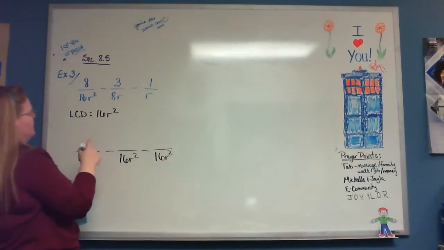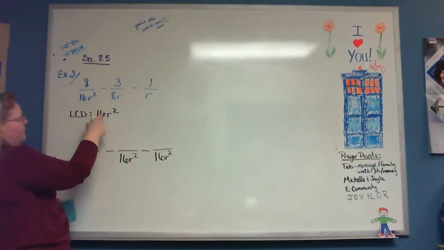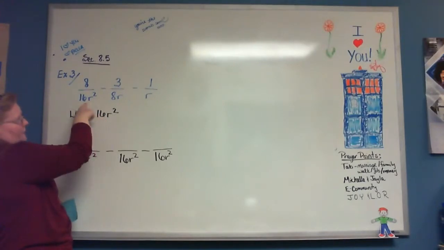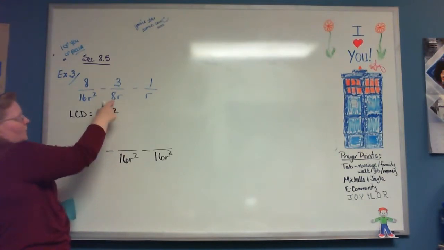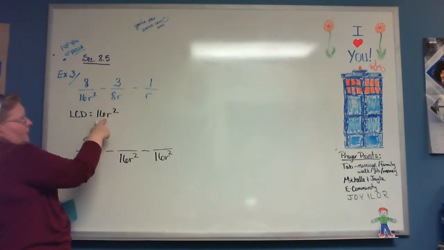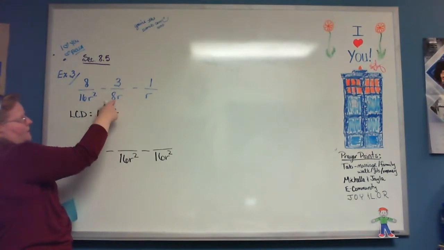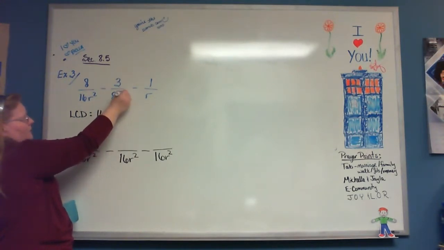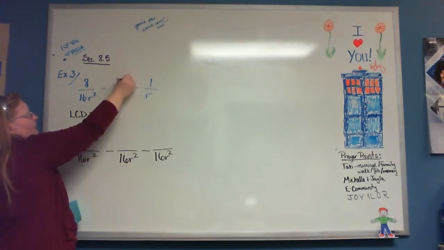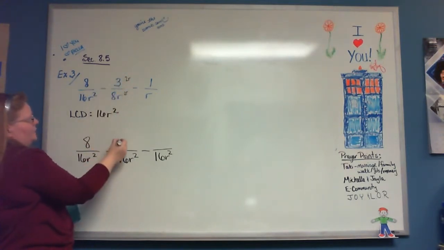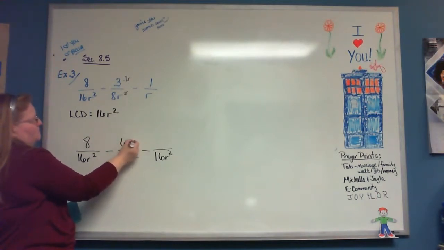So the question is, what's keeping this from looking like that? And the answer is nothing. So that means I don't need to multiply the top times anything. It's fine. Here, what's keeping this from looking like that? Well, it needs another 2r. If I multiplied the bottom by 2r, then that means I got to multiply the top by 2r, which makes this top 6r.